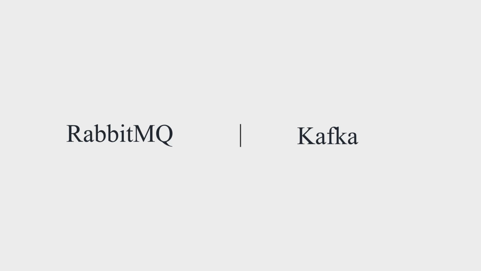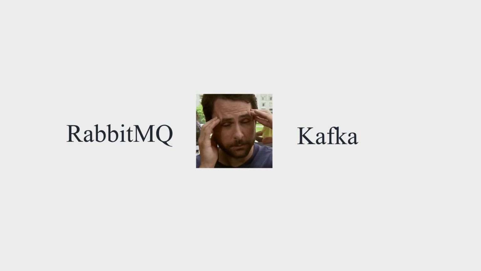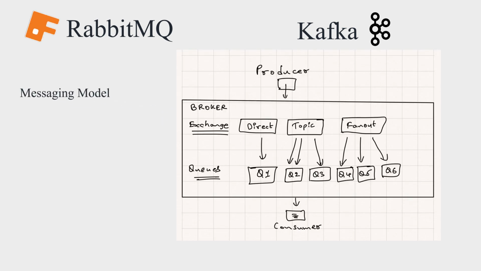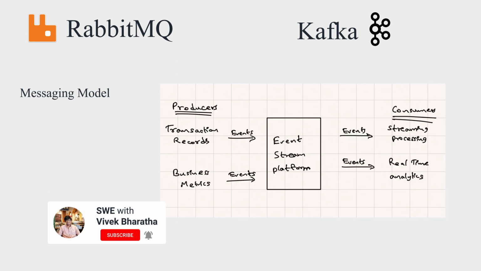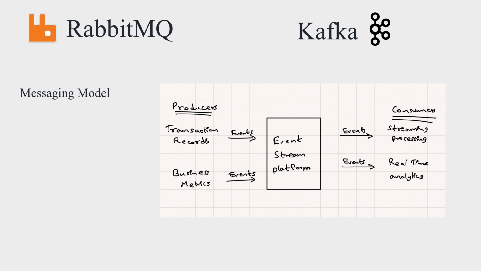These key differences between RabbitMQ and Kafka will clear out all the confusion in the air. Number 1. Messaging model. RabbitMQ is a traditional message broker, follows AMQP protocol, suited for various messaging patterns, whereas Kafka is an event streaming platform designed for high throughput real-time data streams.